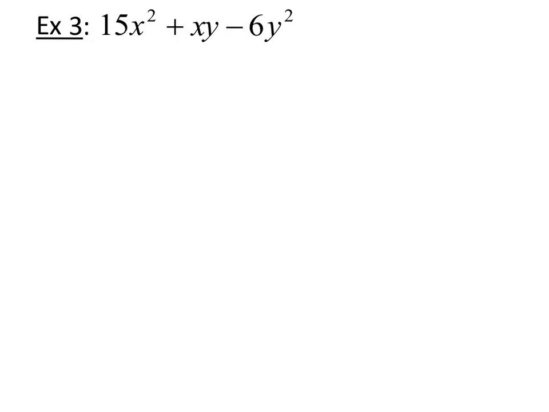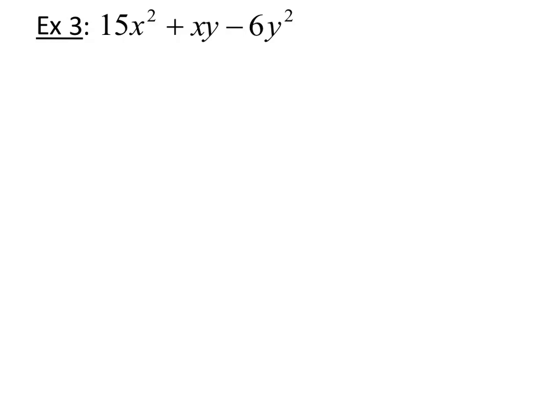We start off looking for a GCF. 15, 1, and 6. Nope, I'm not going to pull out any numbers. x squared, x, but the last term does not have any x's, so I can't pull out x's. And then what about the y's? Now the first term doesn't have any y's. Because nothing is common to every term, we can't pull out a GCF, so I don't worry about it.